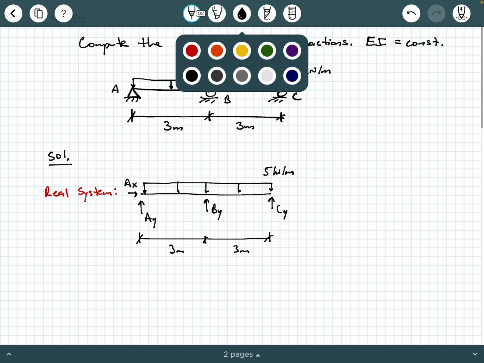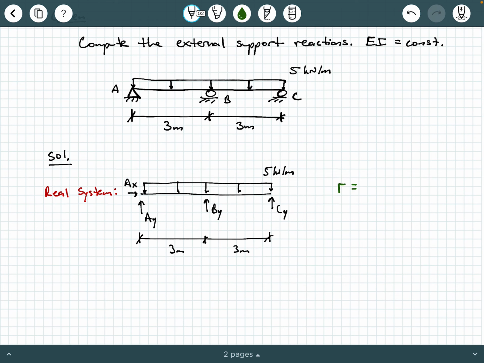So clearly we see that we have 4 external support reactions. So R equals 4, and we have N equals 1. So the degree of indeterminacy is R minus 3N, which is 1 degree of indeterminacy, which means that we need one compatibility equation, and we need to select one of these external reactions to be the redundant, such that the primary system that we are about to draw is both statically determinate and stable. So I'm going to say let's select BY as the redundant.